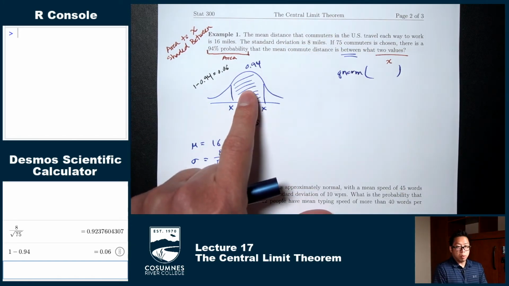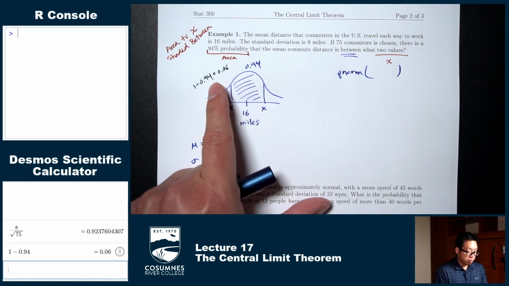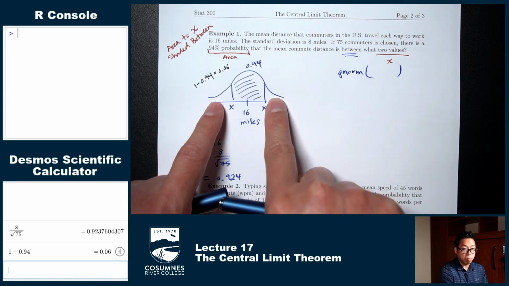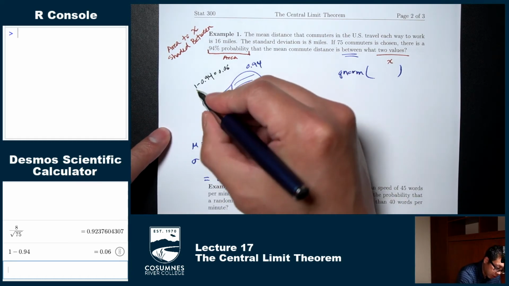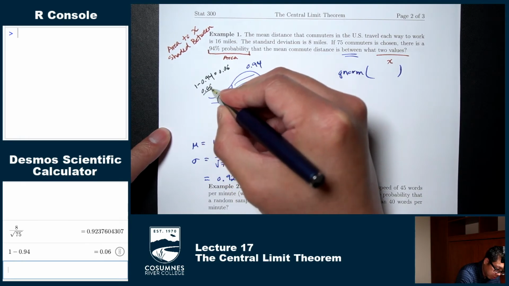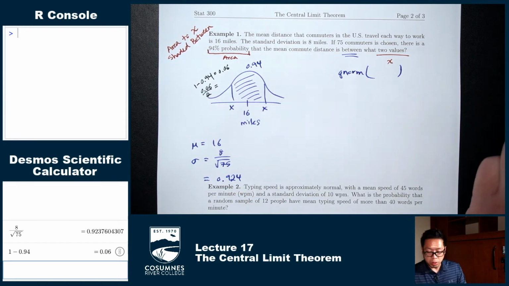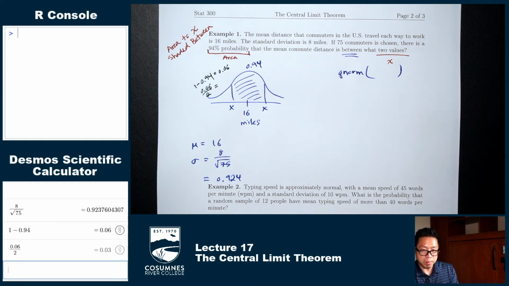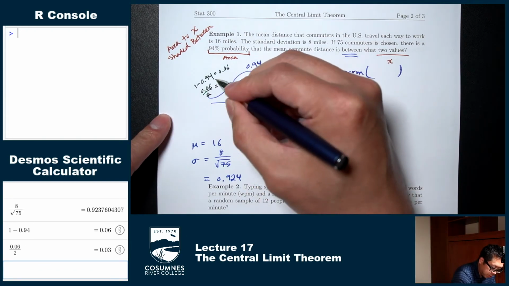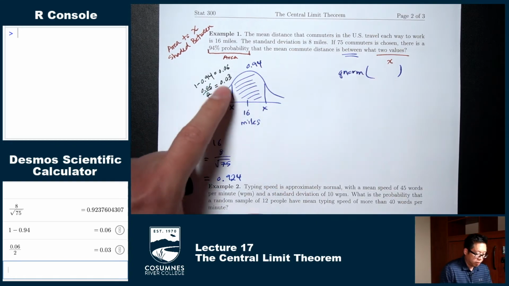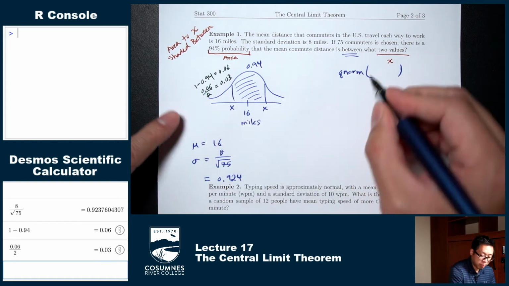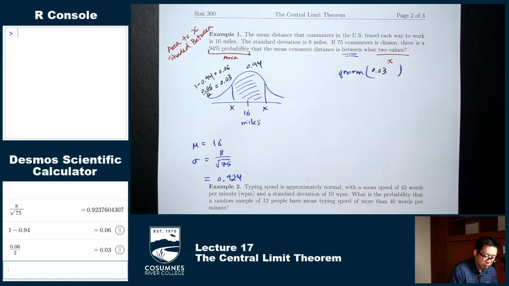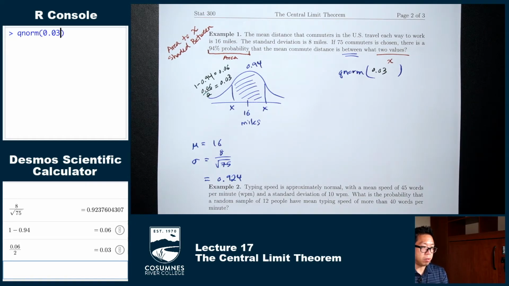Okay, 0.94 is the area in the middle. If you do 1 minus 0.94, that gives you the area of both white parts. Because I just want the left one, divided by 2. So 0.06 divided by 2 is 0.03. Okay, 0.03 is the area of this white left part. That's what you plug into QNorm. So we're going to do QNorm in R, 0.03.